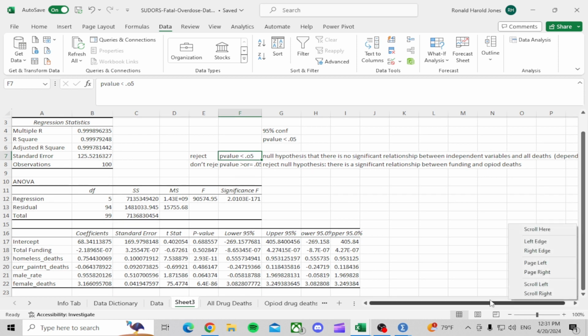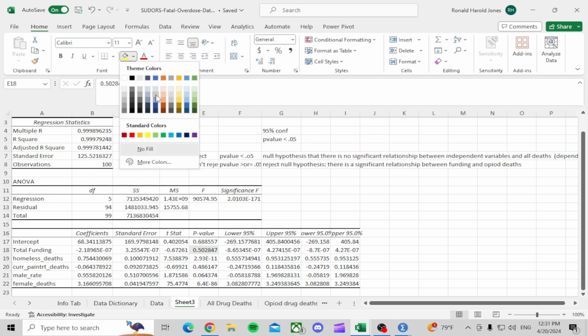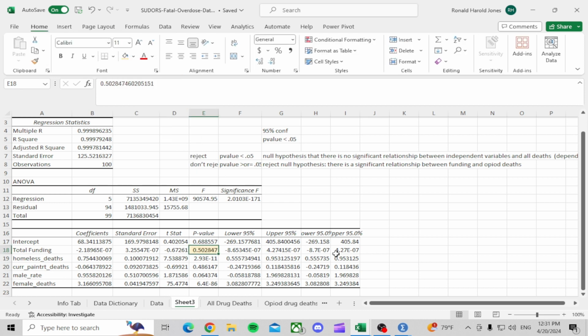So we're going to look over here. First we have our total funding. For every 1 unit increase in total funding, we had -2 in all deaths. Well, that sounds nice, but let's look at our p-value here. Our p-value shows us that it is way above 0.05. So this is not a significant relationship. So this is not reliable. You can't really trust this. So now let's go down here.